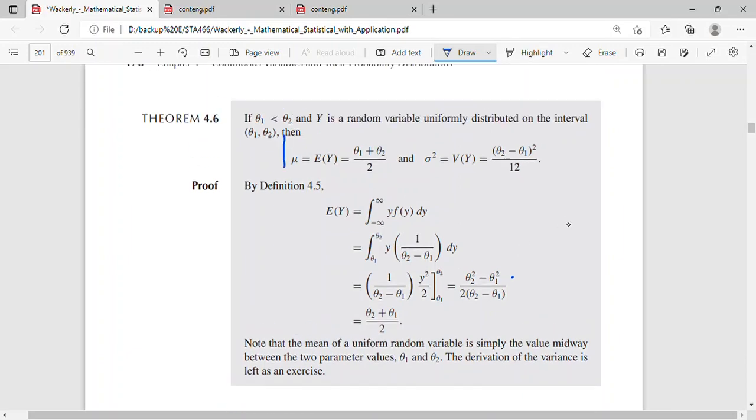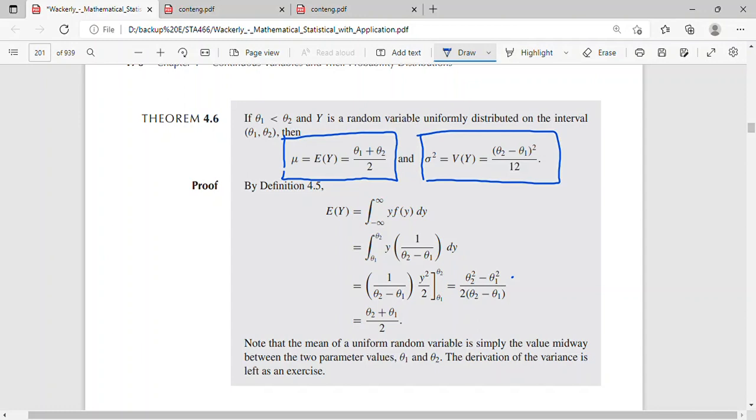Sebelum ni, ini adalah mean dia kan. You hafalkan sebelum ni, mean untuk uniform adalah A plus B over 2, ataupun theta 1 plus theta 2 over 2. Then the variance for uniform distribution adalah B minus A square divide 12, ataupun theta 2 minus theta 1 square over 12. So now kita nak tengok macam mana nak derive this mean.